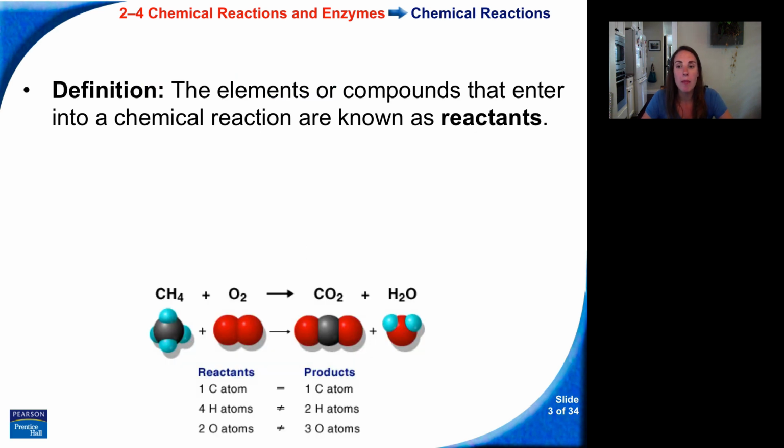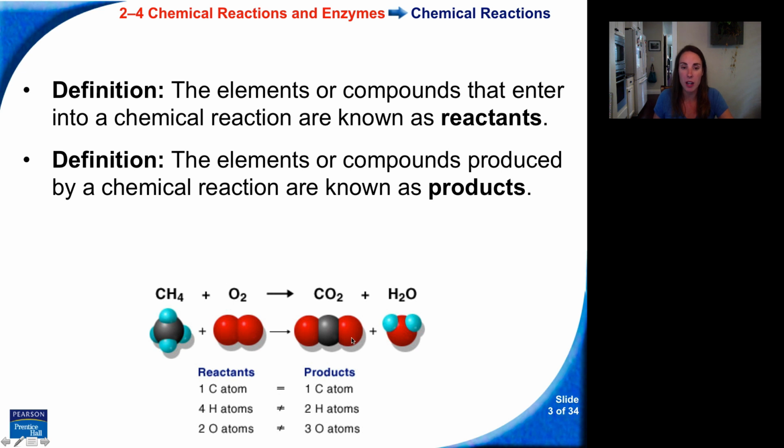The elements or compounds that enter into a chemical reaction are known as the reactants. So in this example, CH4 and oxygen, O2 gas, react to form the products, which are the elements or compounds produced by the chemical reaction. So the reactants are what we start with. After the reaction occurs, we end with the products.